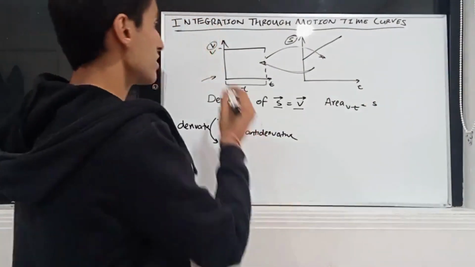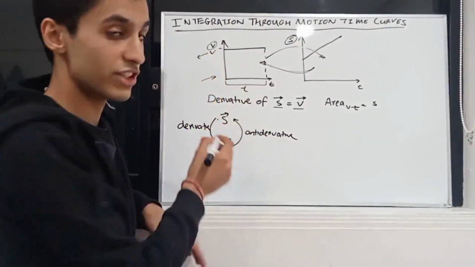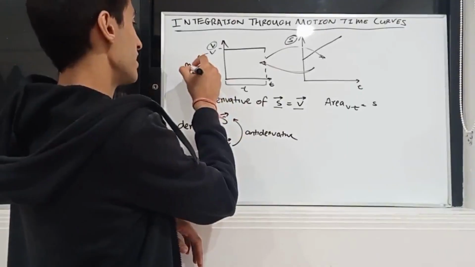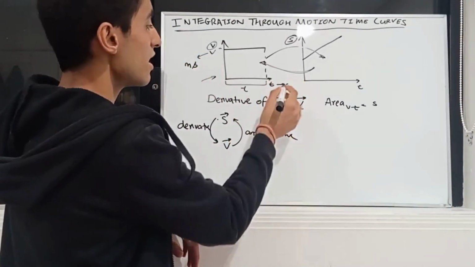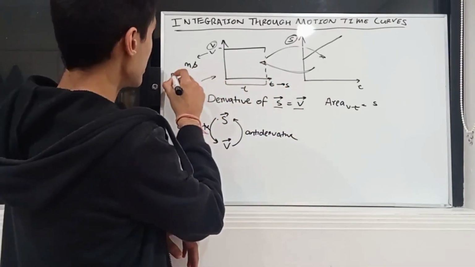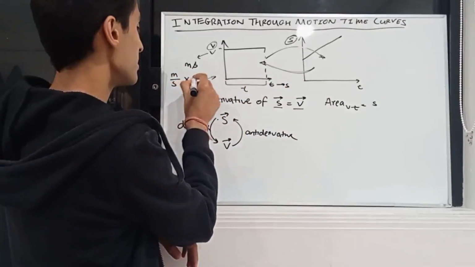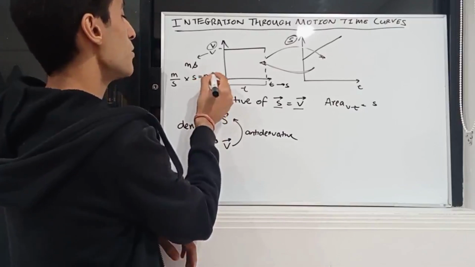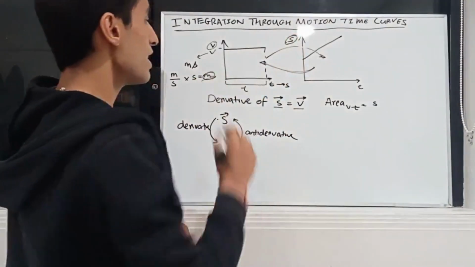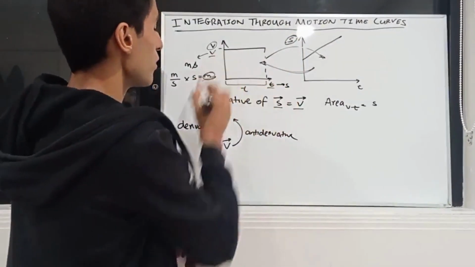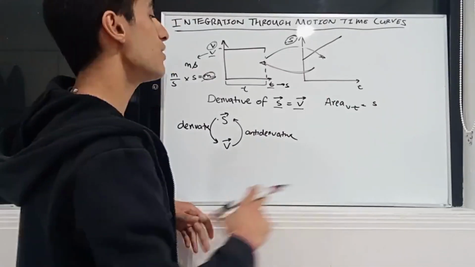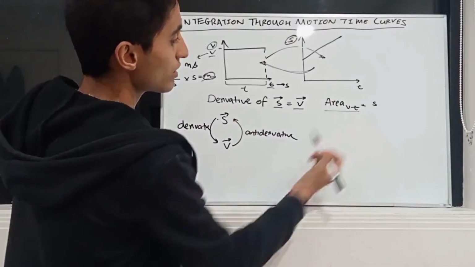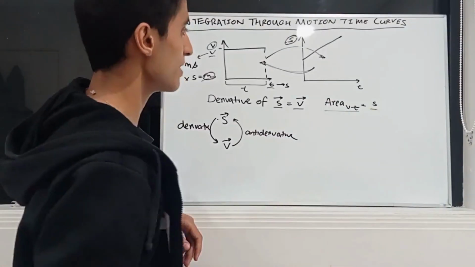And why is that? Because look, velocity is measured in meters per second, and time is given in seconds. So when you multiply these two quantities, meters per second times second, you get meters, which is the quantity for displacement. So by multiplying time and velocity, you get your displacement value. So we know that the area of a velocity time graph is equal to displacement.